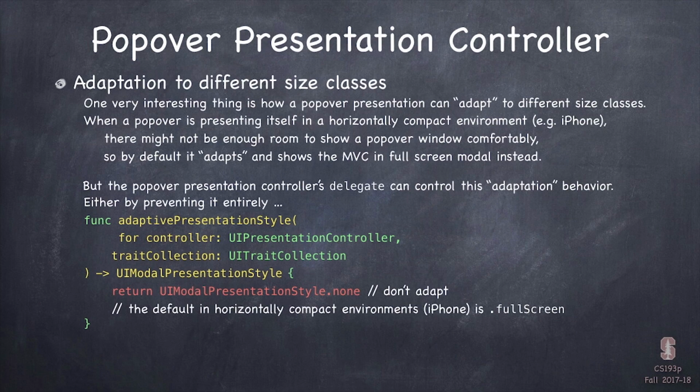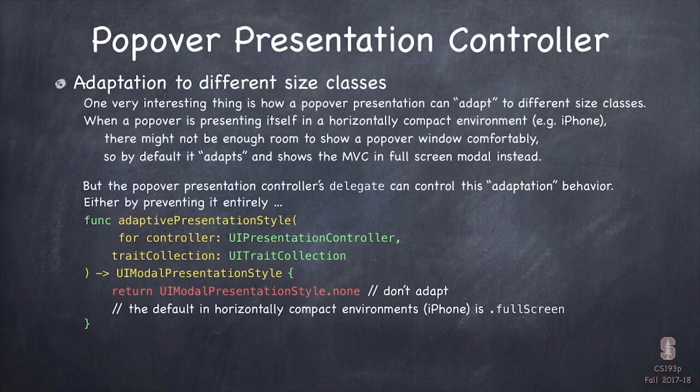By default, I'll do popover on iPad or on non-horizontally compact places, and then I'll do full screen on horizontally compact. That's the default. Well, you can intercede here and say, no, no, no. I want you to adapt to none. In other words, don't adapt. When I say return UI modal presentation style none, it says do not adapt in any place.